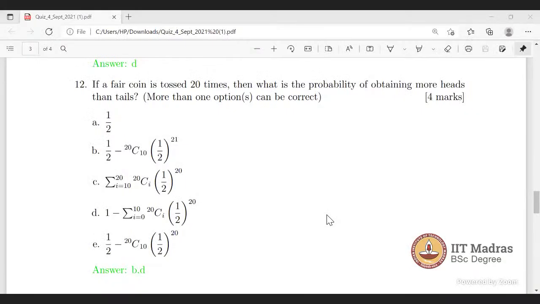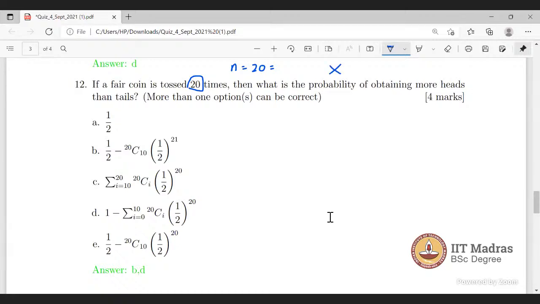This is practice 11 assignment. Question 12, it is previous term quiz 4. So I'm tossing the coin 20 times, right? My n equals 20.